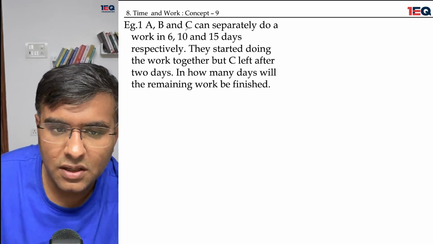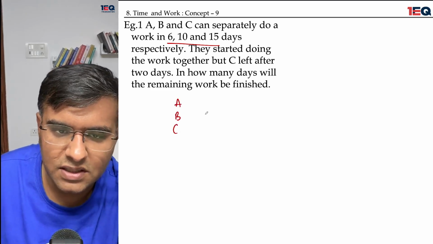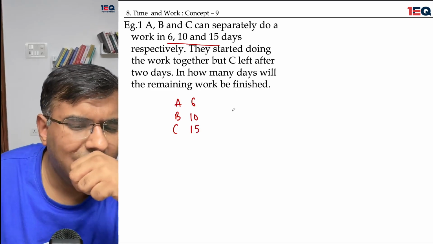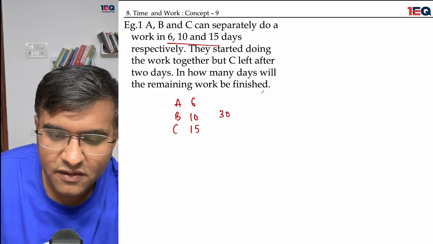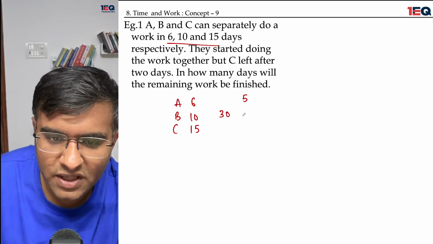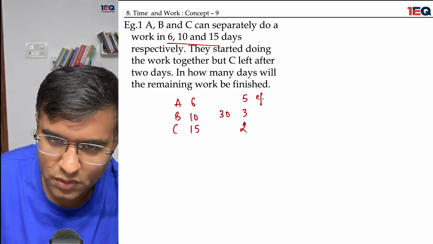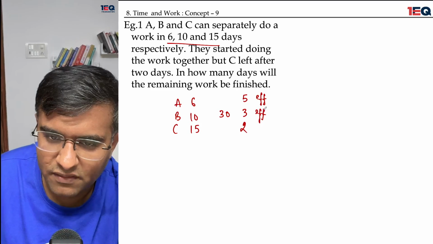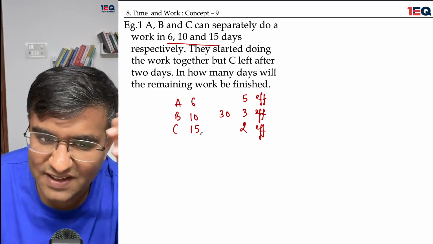A, B, and C can do a work separately in 6, 10, and 15 days. Okay, these are A, B, and C. They can do a work separately in 6, 10, and 15 days. I'll quickly use the LCM method and try to find out the total work. When the total work is there, we can also pull out the efficiencies, and efficiencies come out to be 5, 3, and 2. Okay, these are the efficiencies, and these are the days.